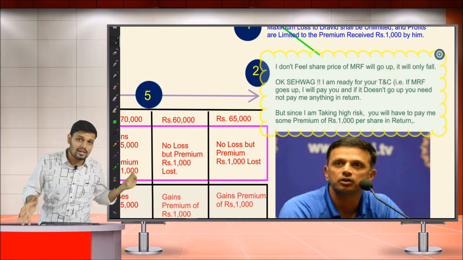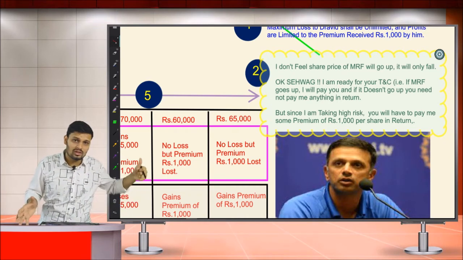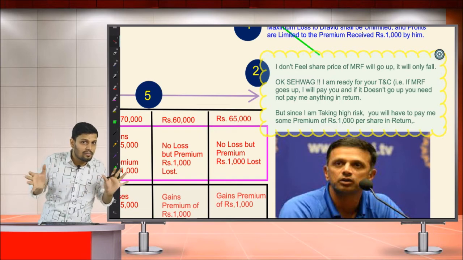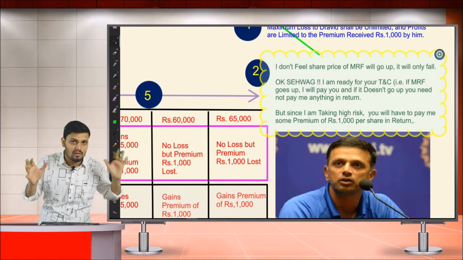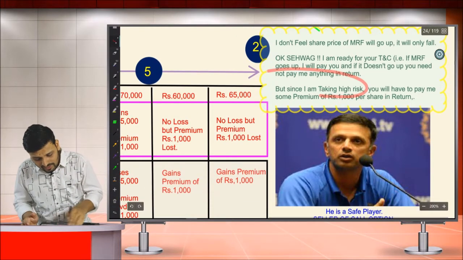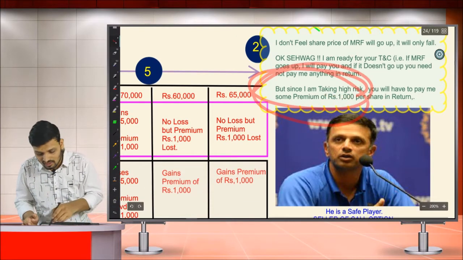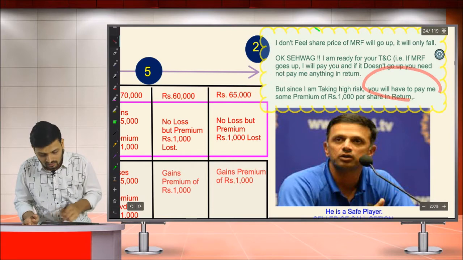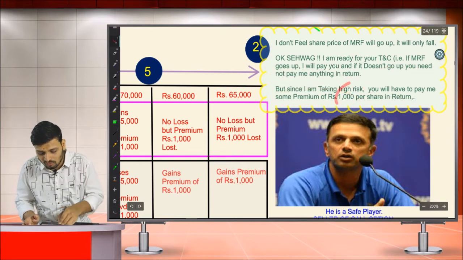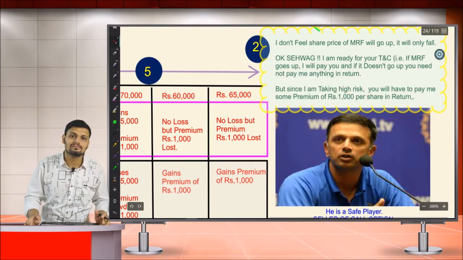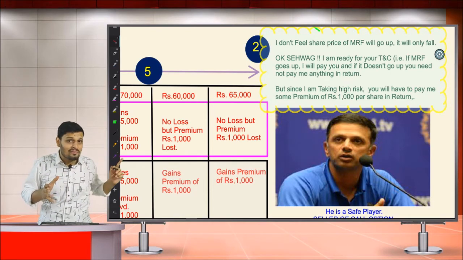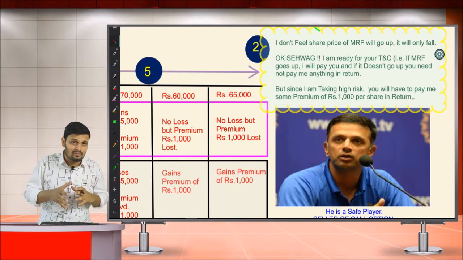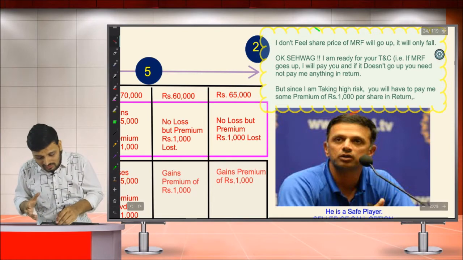Sehwag wants to get money or profit if the MRF share price goes up, and if it goes down, he doesn't want to pay any money. And Dravid has also accepted his terms and conditions. But since I am taking high risk, you will have to pay me some premium of 1,000 rupees per share in return. So what is his condition? I am taking risk because I cannot make unlimited profit. I am only going to make limited profit of this 1,000 rupees.